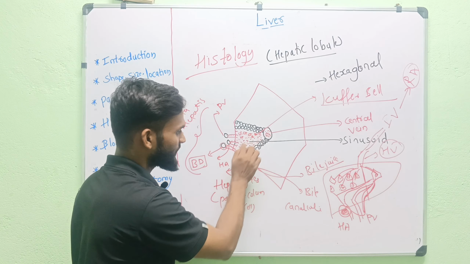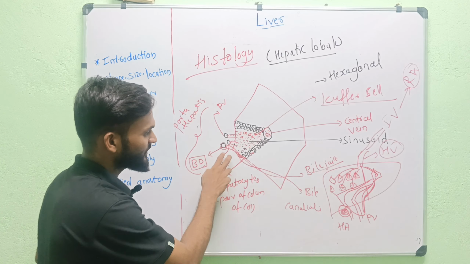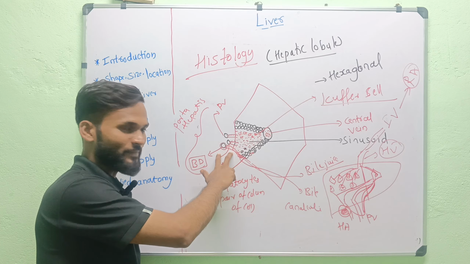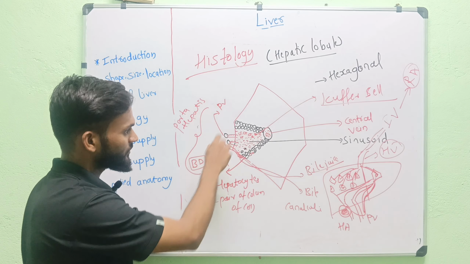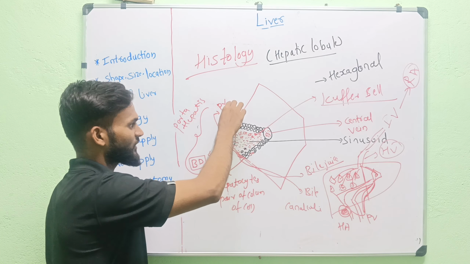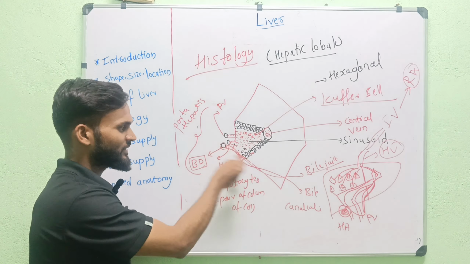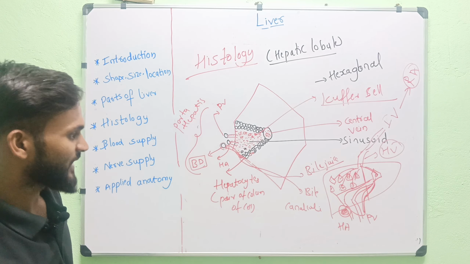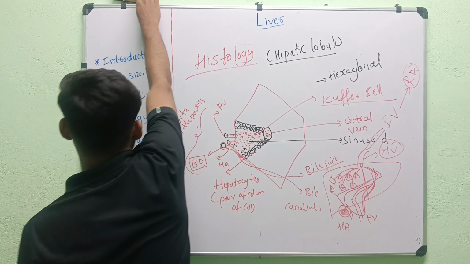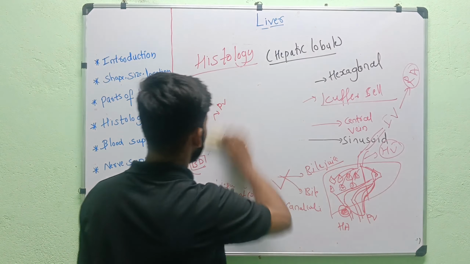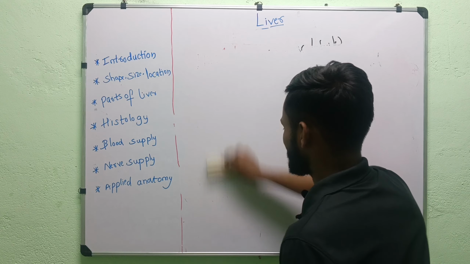In the sinusoid, there are Kupffer cells, which kill all pathogenic microorganisms in your blood. There are 3 structures present in the hepatic lobule: 2 structures enter the hepatic lobules, and 1 structure leaves. The 2 structures that enter are the portal vein and hepatic artery, and the 1 structure that leaves is your bile duct, which carries the bile juice produced by your hepatocytes. It is all about the histology of your liver.